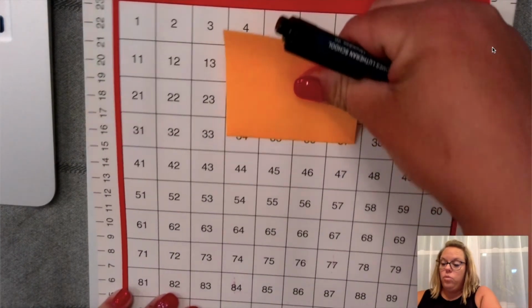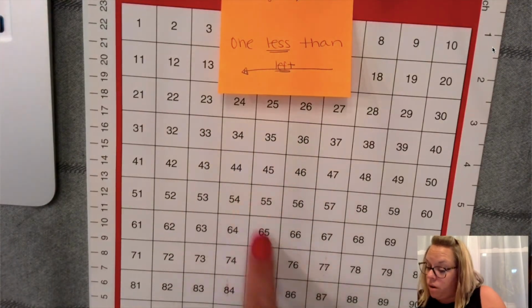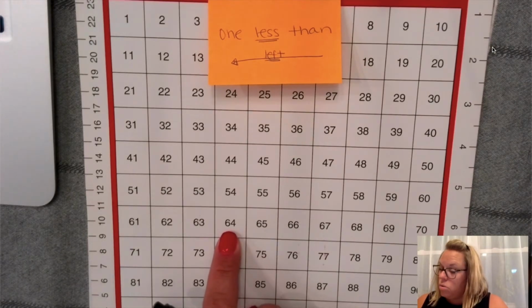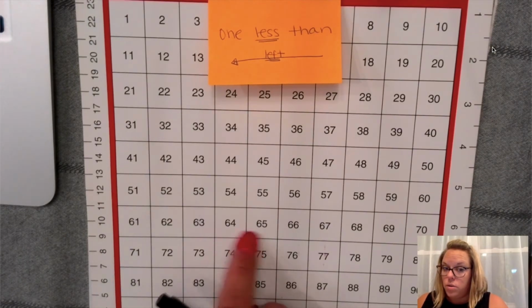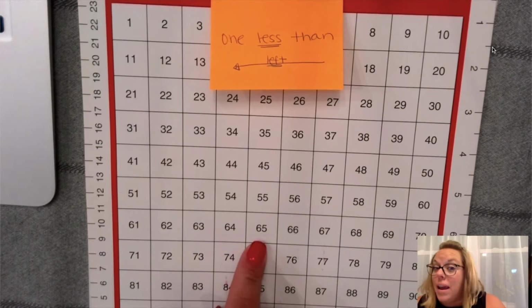1 more than 64. Find 64. 1 more than 64. Here we go. 64. 1 more than 64. Go to the right, to the right. 1 more than 64 is 65.